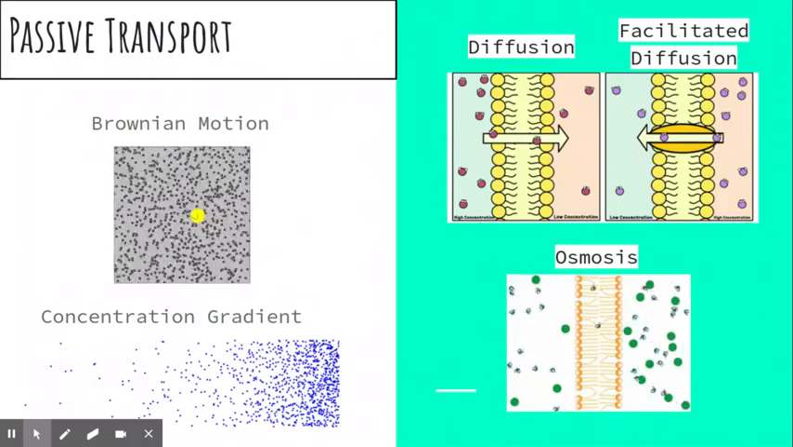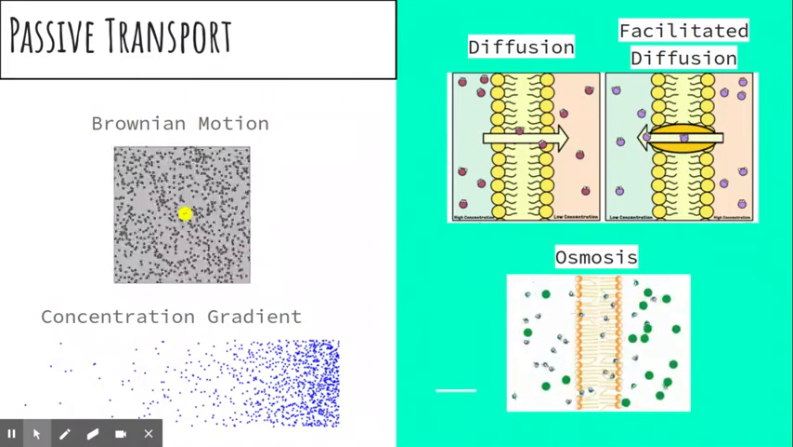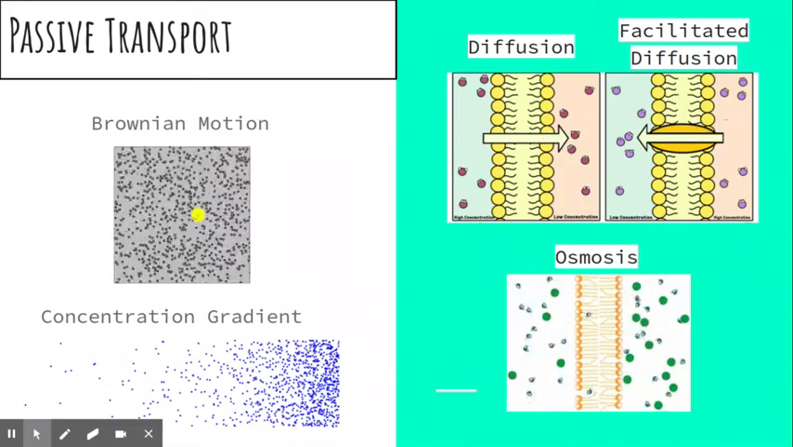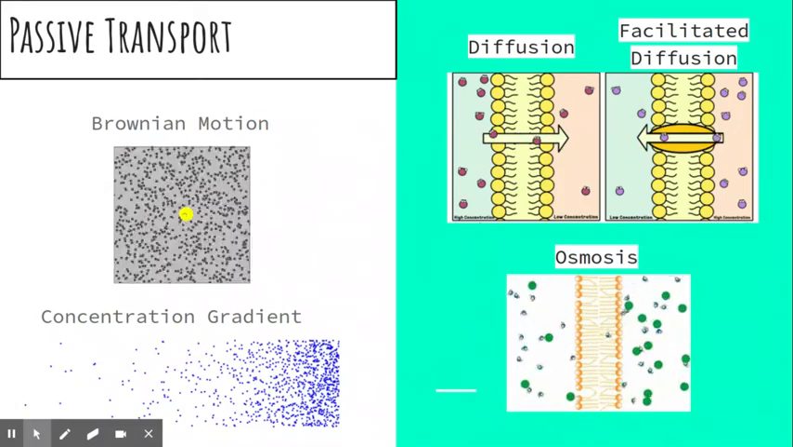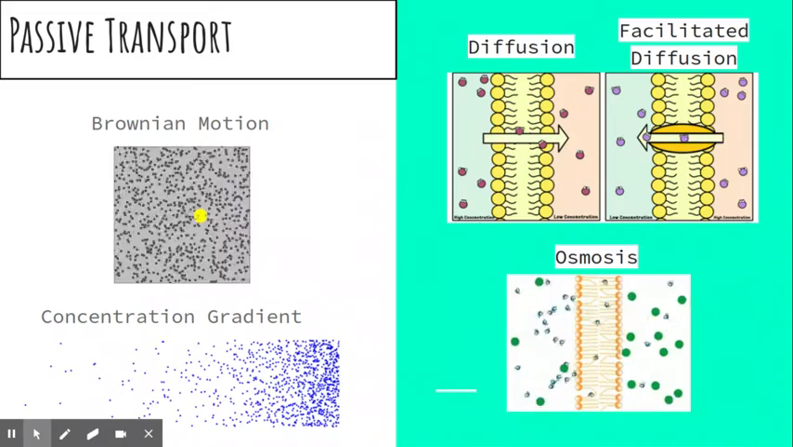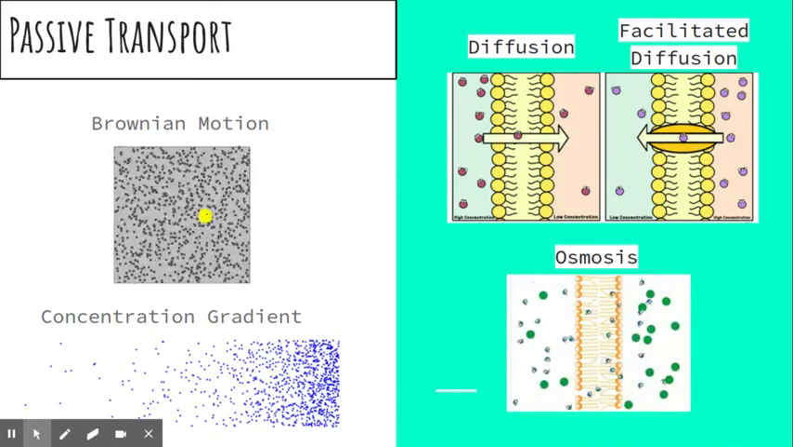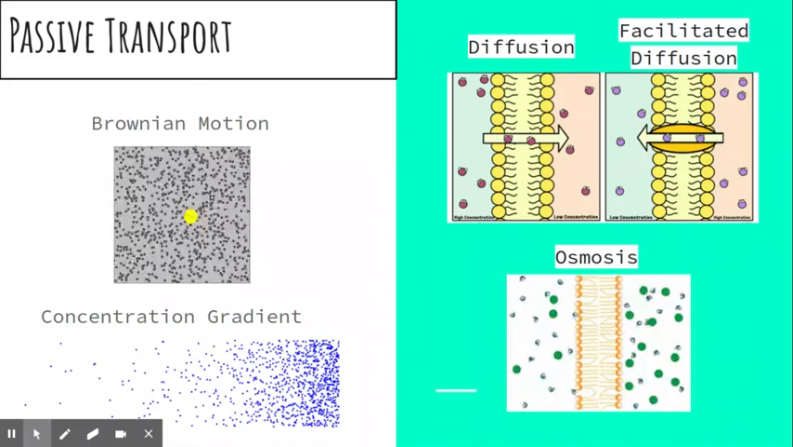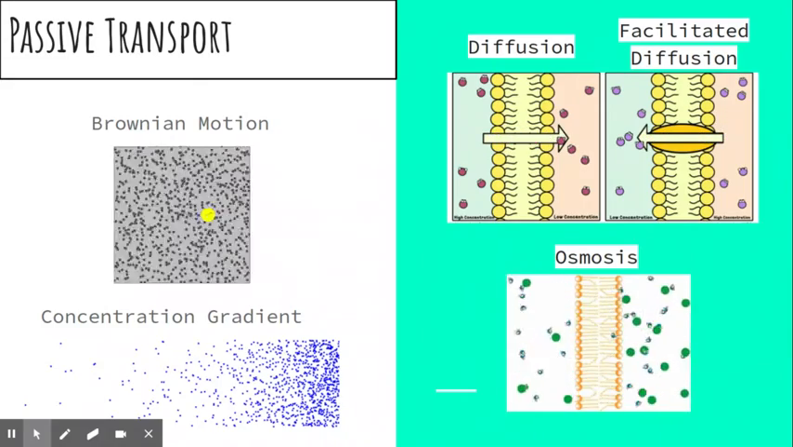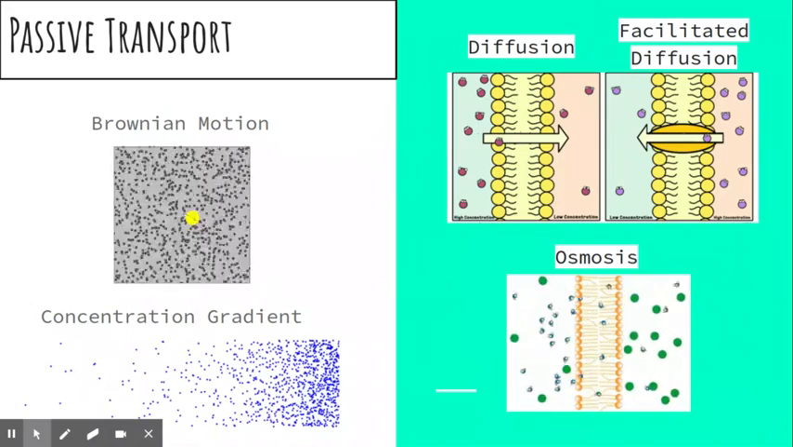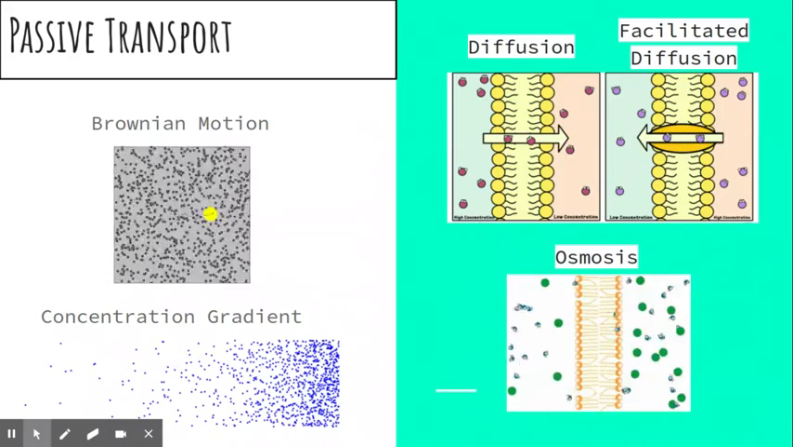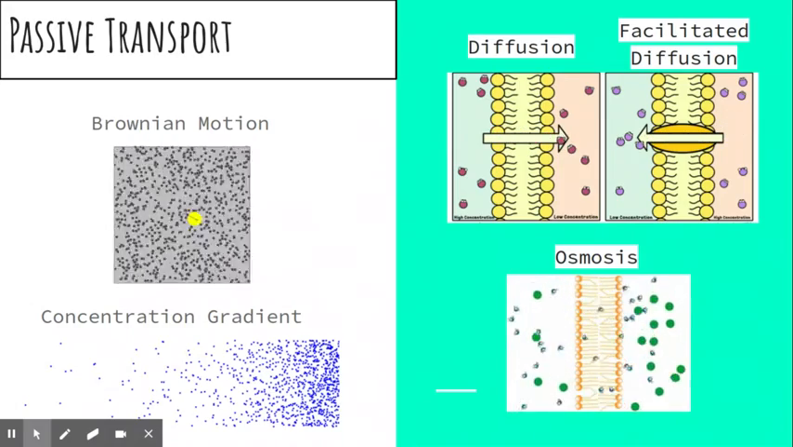Within this lesson, we're going to talk about a couple different types of passive transport. Passive transport means no energy needed. You need to put that down because it's really important. No energy needed. Passive transport is in the world of diffusion, facilitated diffusion, and osmosis. We're going to relate it to Brownian motion and keep talking about this idea of concentration gradients.